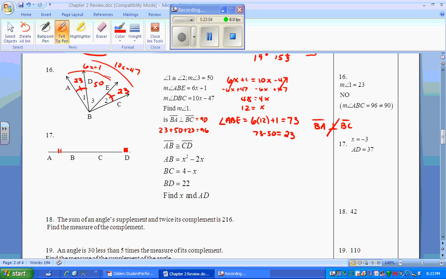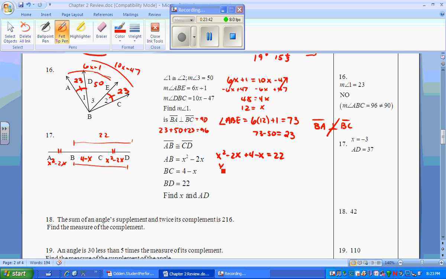17, AB is congruent to CD. AB is x squared minus 2x. BC is 4 minus x. And BD, the whole thing, is 22. Well, what I would do, since this is the same as this, I'd also call this x squared minus 2x. Wouldn't worry about it. These two sections here have to be 22. So I would say x squared minus 2x plus 4 minus x equals 22.